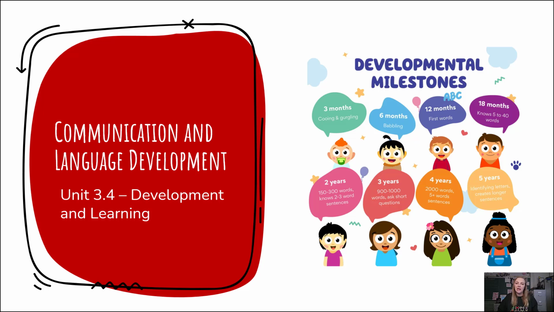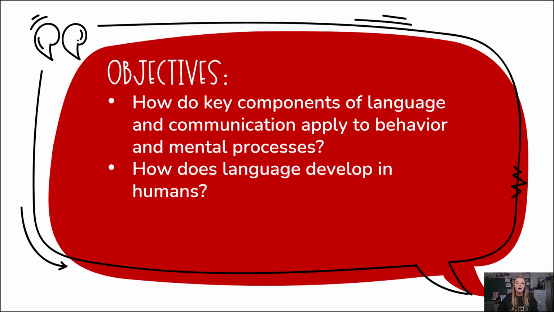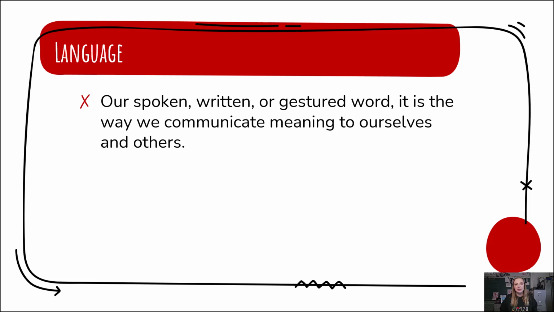And the questions you should be able to answer at the end of this video are, how do key components of language and communication apply to behavior and mental processes? And how does language develop in humans? So first of all, let's define what language is. Language is our spoken, written, or gestured word. It is the way we communicate meaning to ourselves and to others.